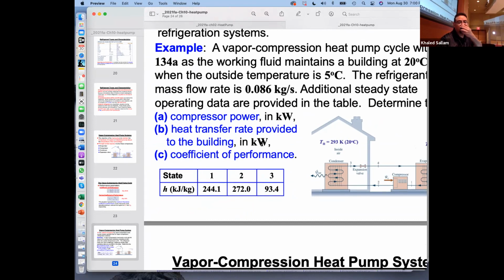Heat transfer provided to the building. How much is going to the building? It's H3 minus H2. 2 minus 3, right? 2 minus 3, because it gets cooled inside the building. The building that's already hot at 20, winter kind of hot. That's 20, that's hot.